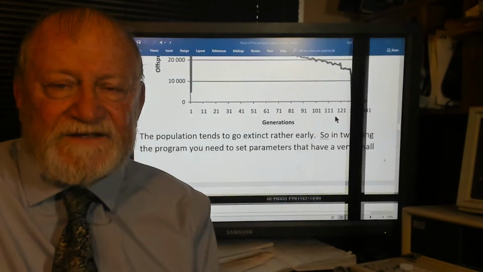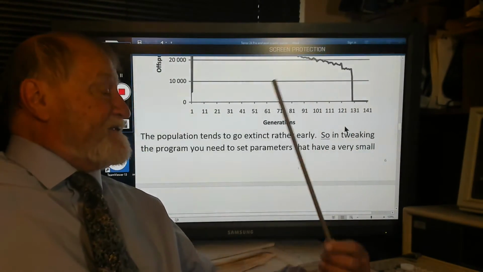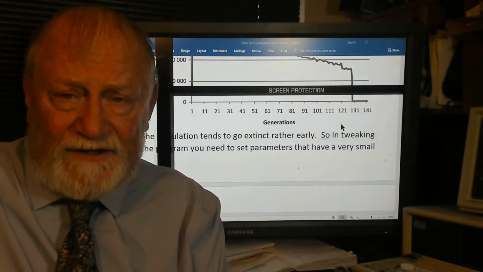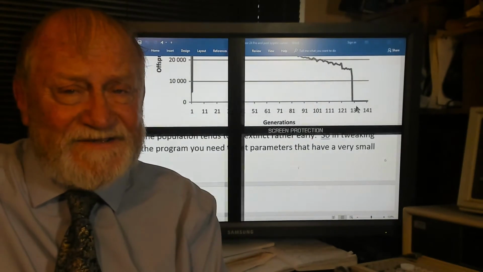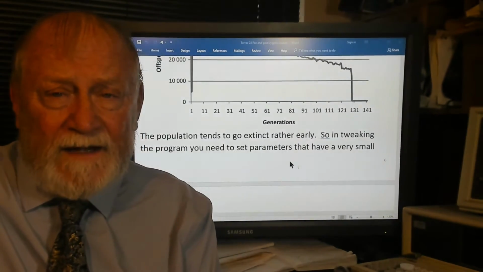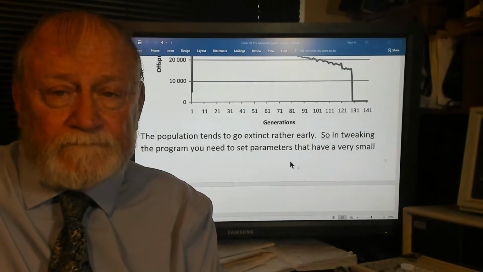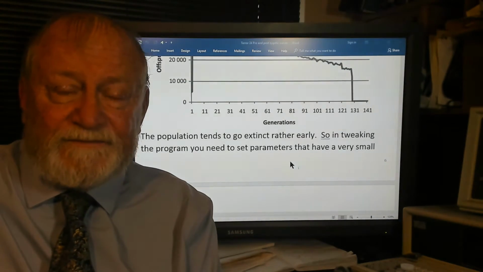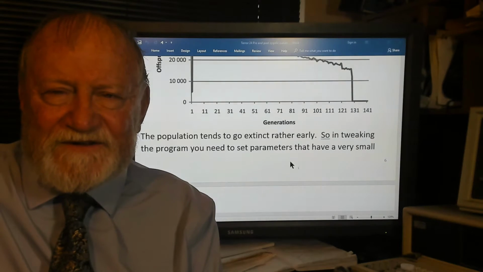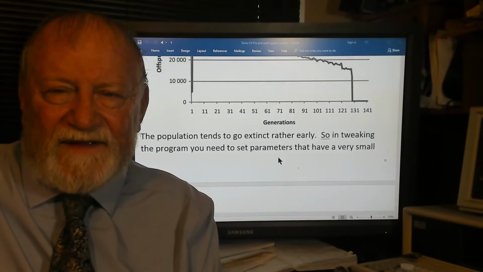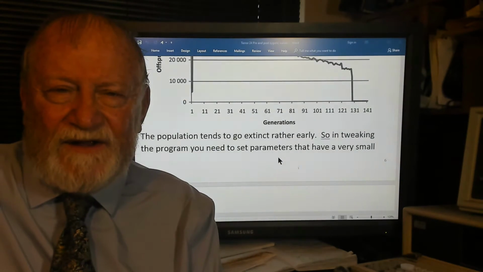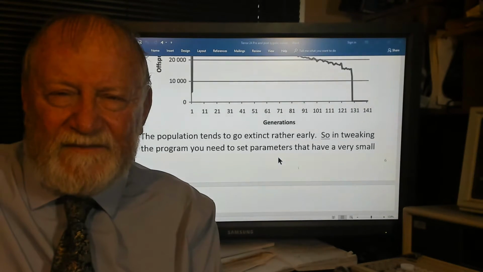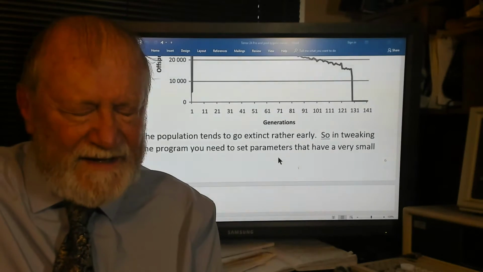Notice the population went extinct, died at generation 131. You know, I like to run them 1,000 generations. That's not a very good performance. So when you go to the source code and start your own playing with it, you may be tweaking the program, tweaking the parameters.